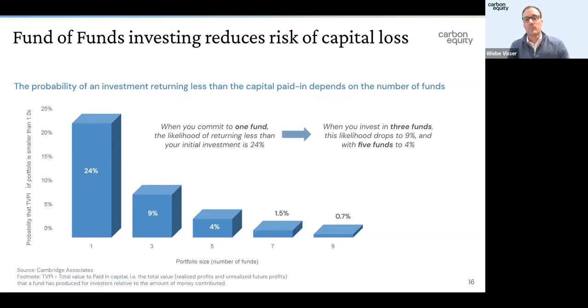Now, if you pool five of those funds together in a fund of funds, that risk of losing some capital drops from 24 to 4%. So there, diversification really helps and reduces that risk. And if you have a portfolio of nine funds in there, it's almost negligible. So diversification really helps prevent losing capital. So it's more on the downside risk.